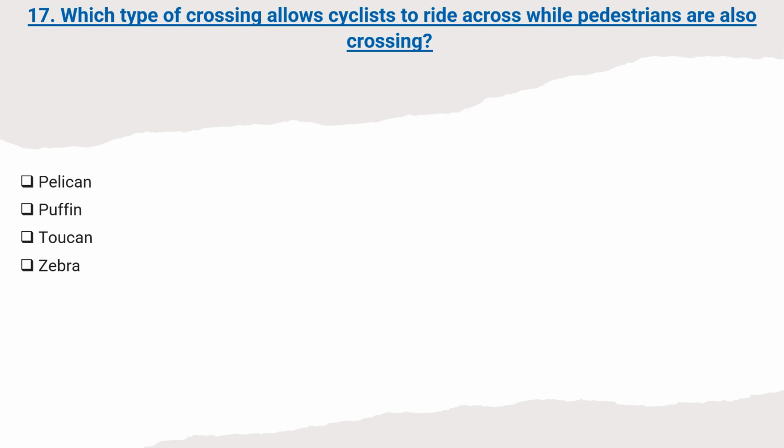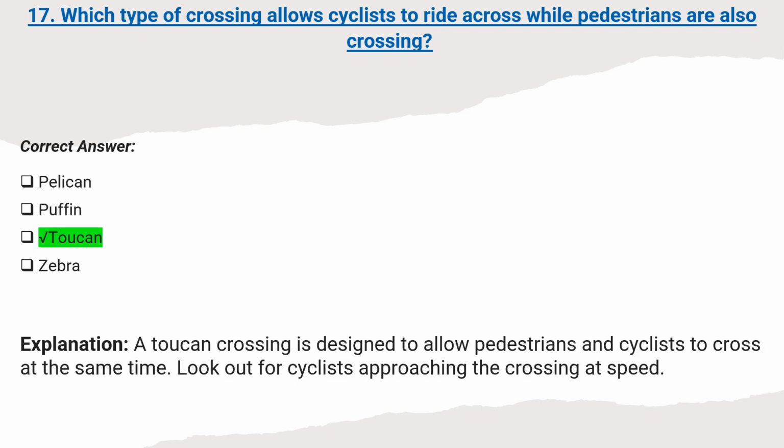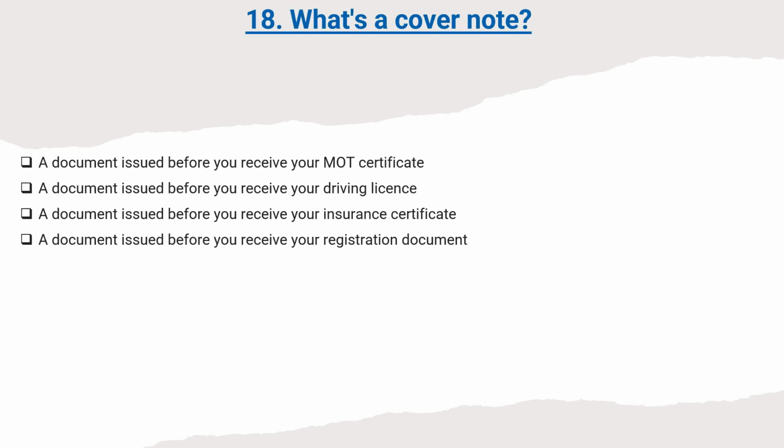17. Which type of crossing allows cyclists to ride across while pedestrians are also crossing? Pelican. Puffin. Toucan. Zebra. Correct answer, toucan. Explanation: a toucan crossing is designed to allow pedestrians and cyclists to cross at the same time. Look out for cyclists approaching the crossing at speed.